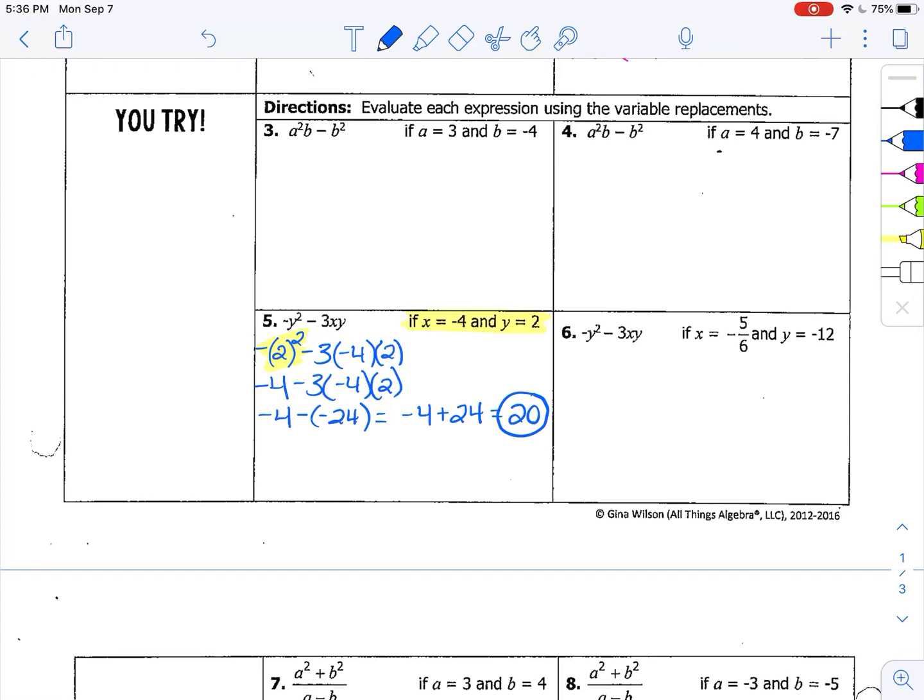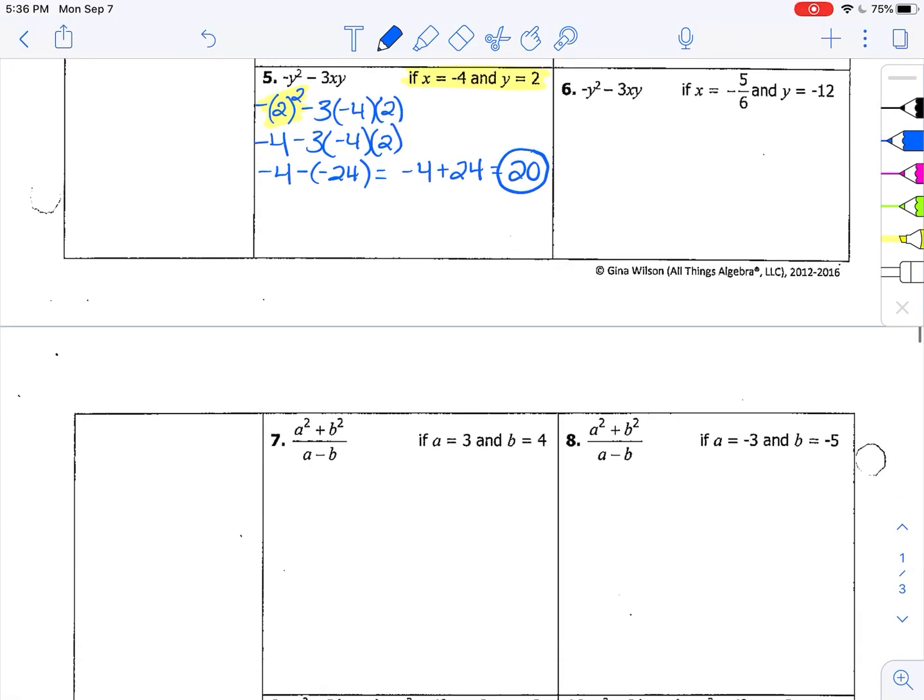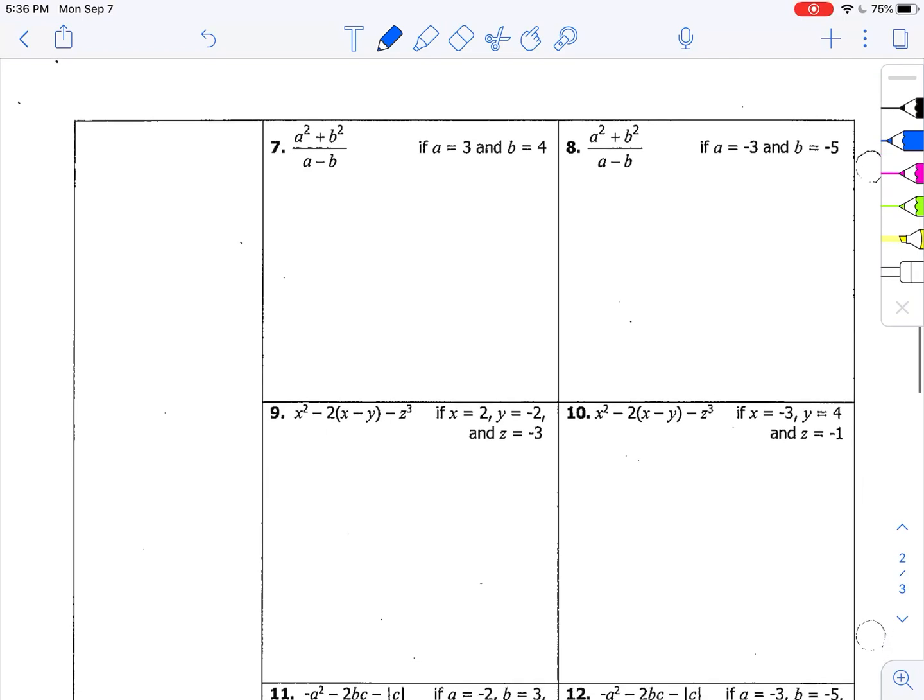Let's take a look at another one together. Let's look at number 7 together. A squared plus B squared divided by A minus B, knowing that A equals 3 and B equals 4. So again, we're going to start by substituting in the values we know and putting those values in parentheses. 3 squared plus 4 squared with the 3 and 4 in parentheses, divided by 3 minus 4.